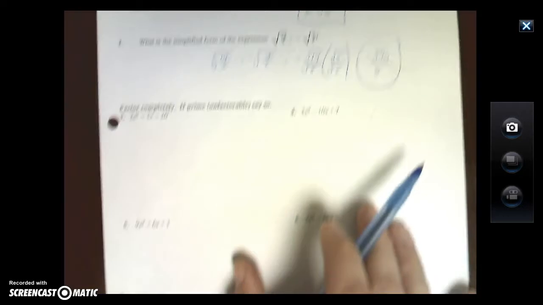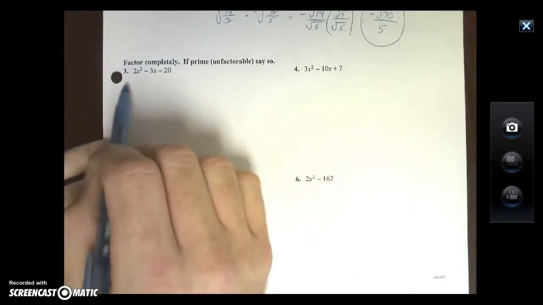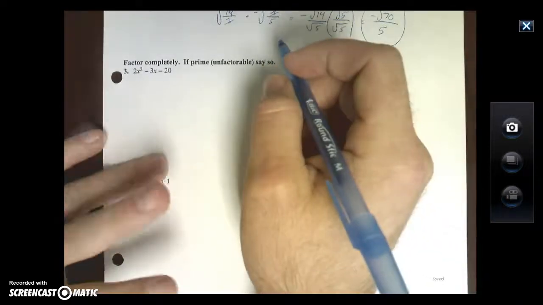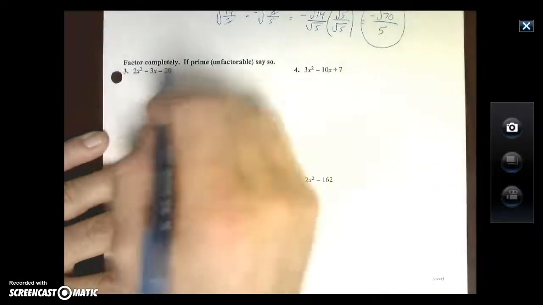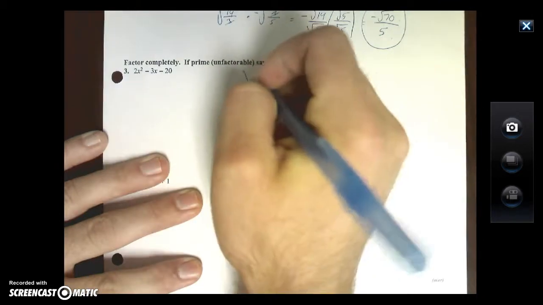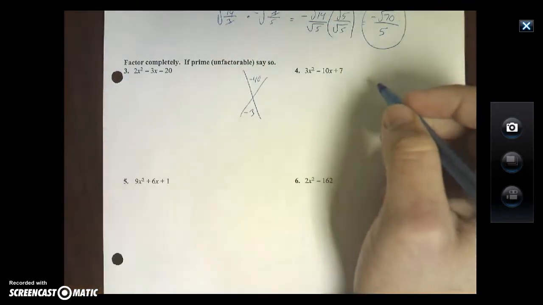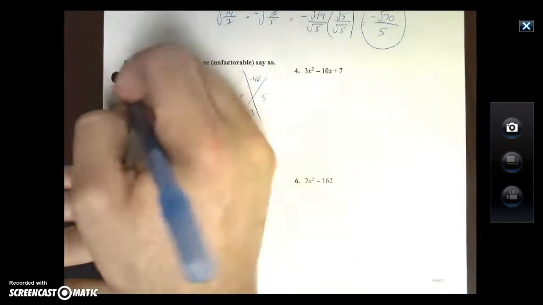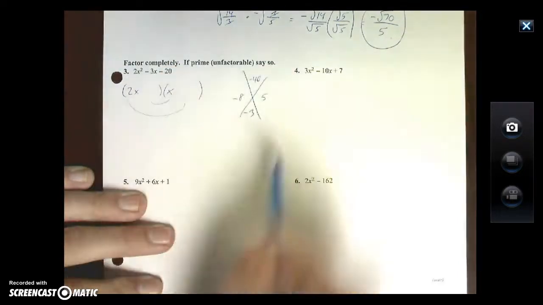Excellent. Alright, factor completely. By now, you guys need to know where you're at with this stuff. You're going to have a ton of factoring on this test. If you do not know how to factor, you're in for a rough ride. There is no GCF here. So, leading coefficient is bigger than 1. 2 times negative 20 is negative 40. Negative 3 down low. What two numbers multiply to give you negative 40, but add to negative 3? Negative 8 and positive 5. 2x, x. 2 smiles.